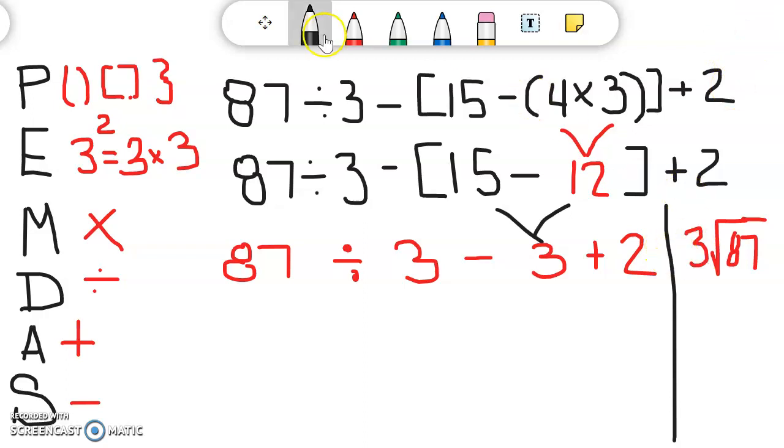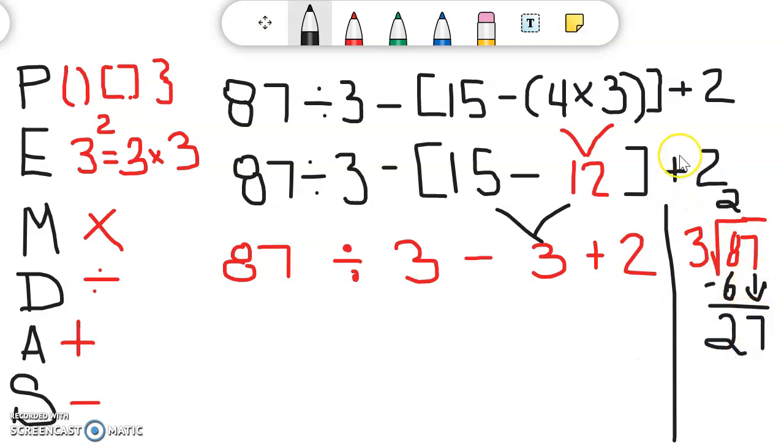So now, how many 3s are there in 87? And when I multiply in my head, I know that 3 times 1 is 3 and 3 times 2 is 6, but 3 times 3 is 9. So I want to go with 3 times 2. So the 2 goes up top over the 8 in my quotient, and then 2 times 3 is 6. And I'm going to subtract 6 from 8, and that's 2. And then I bring down my 7.